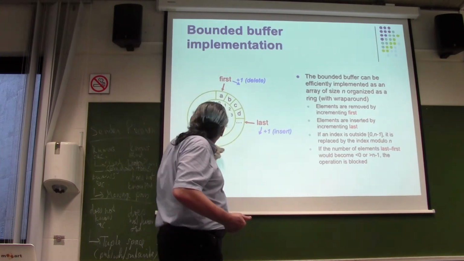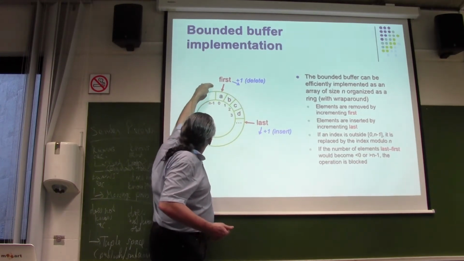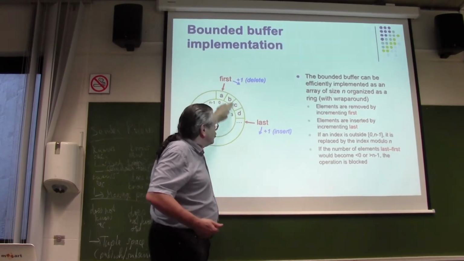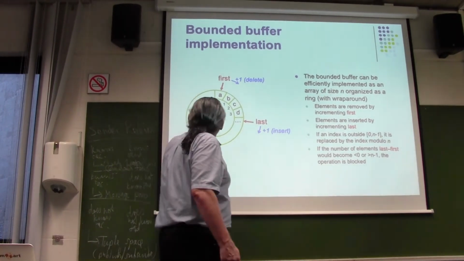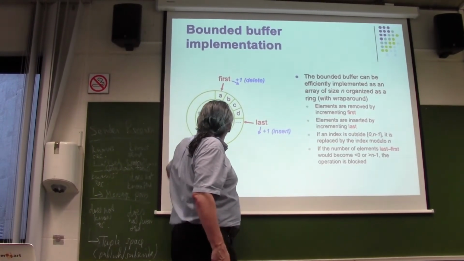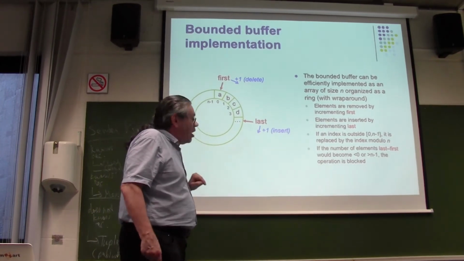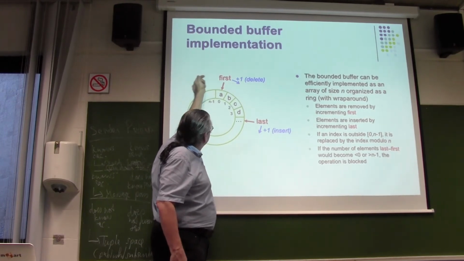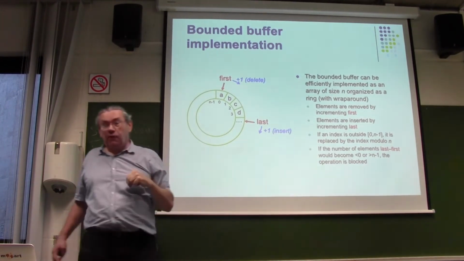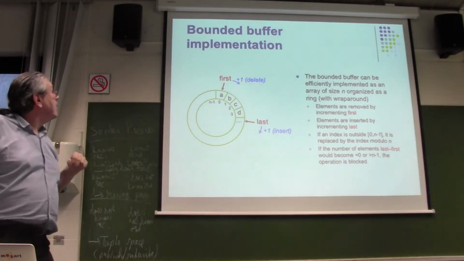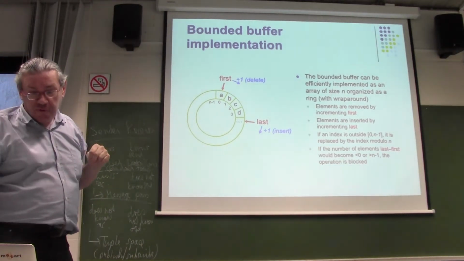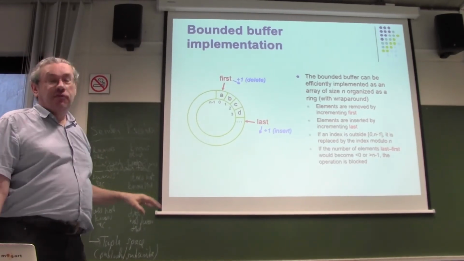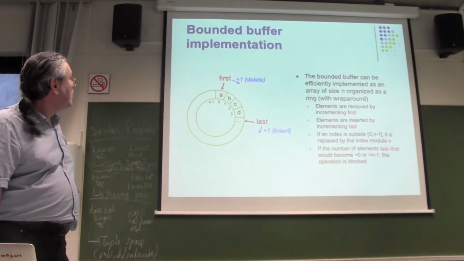Also, if last goes all the way around and is pointing just next to first, then the number of elements will actually be n, and you have to block also. And if the last is here and you try to add an element, then you also have to block. So there are two ways that you have to block. Okay? So that's how the bounded buffer is implemented. You see the idea. This is a very standard data structure.